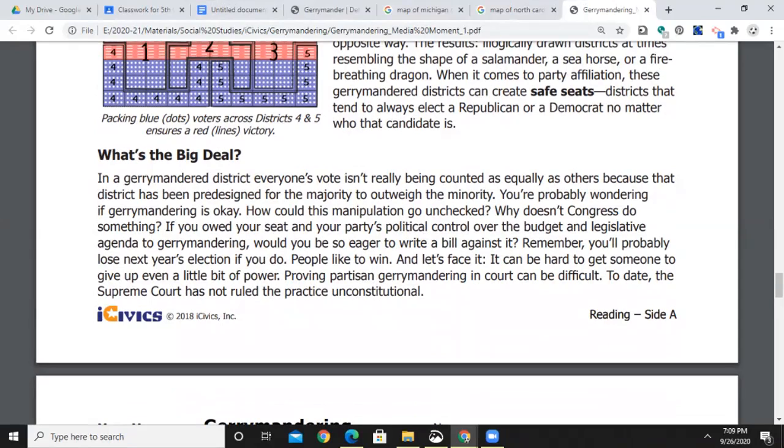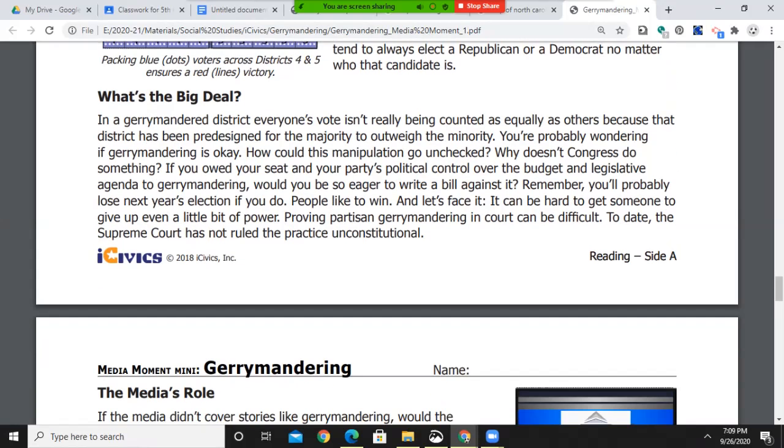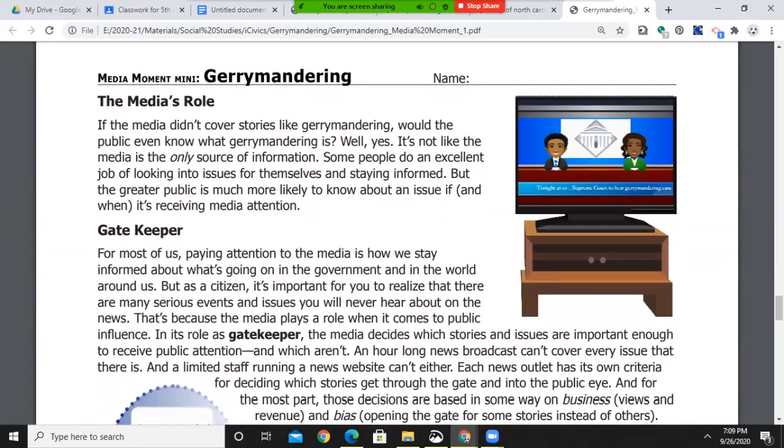Why doesn't Congress do something? If you owed your seat and your party's political control over the budget and legislative agenda to gerrymandering, would you be so eager to write a bill against it? Remember, you'll probably lose next year's election if you do. People like to win, and let's face it, it can be hard to get someone to give up a little bit of power. Proving partisan gerrymandering in court can be difficult. To date, the Supreme Court has not ruled the practice unconstitutional.